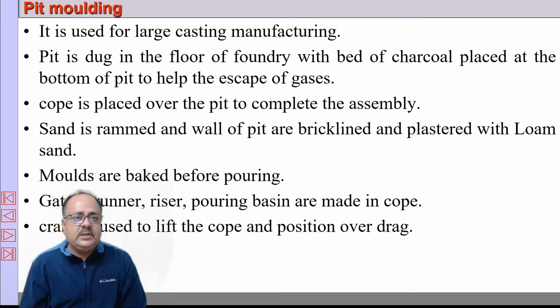Then we have pit molding. It is used for large casting manufacturing. A pit is dug on the floor of the foundry with a bed of charcoal placed at the bottom of the pit to help the escape of gases, and we carry out the molding process. So this is pit molding.